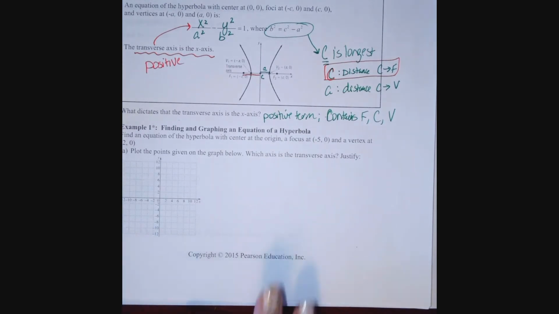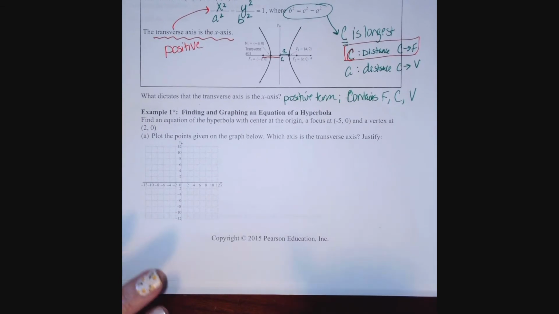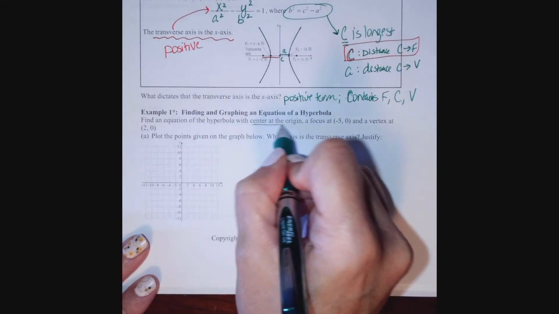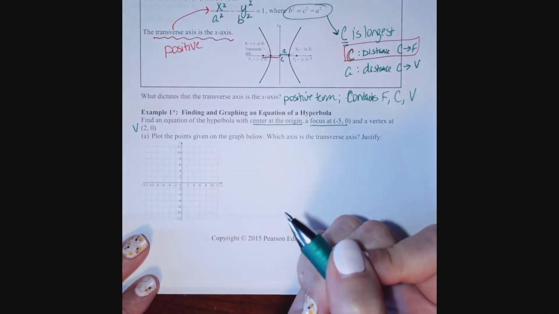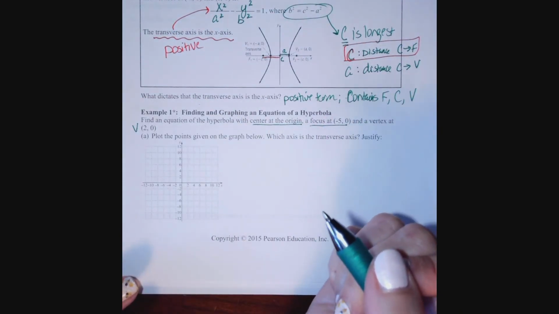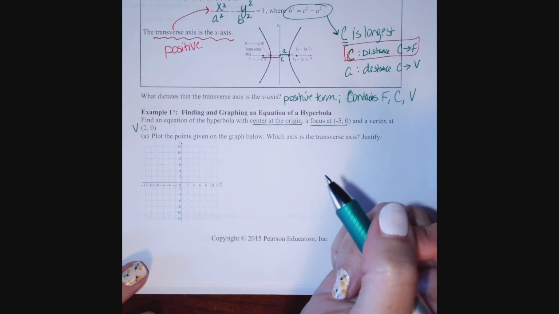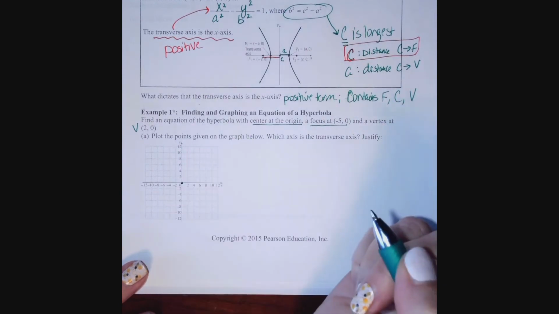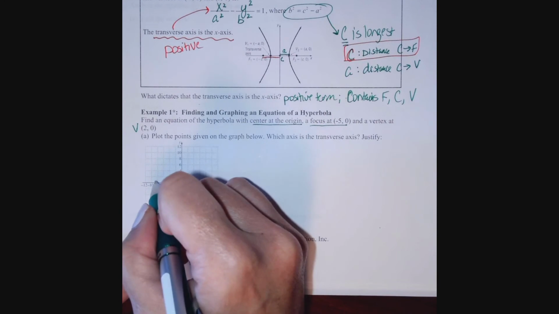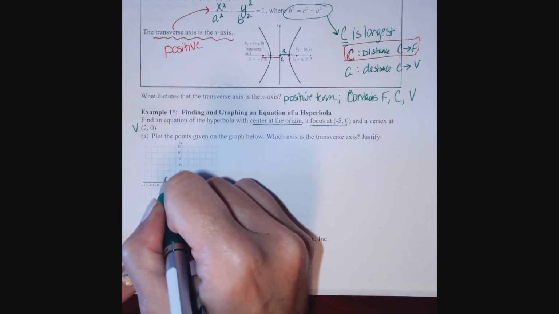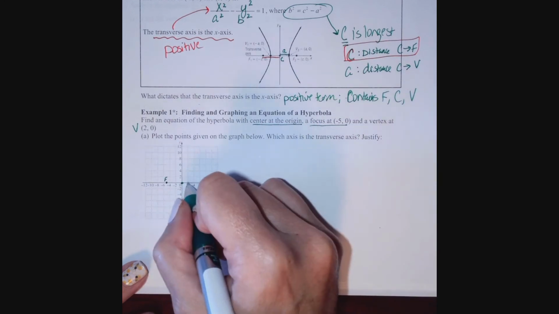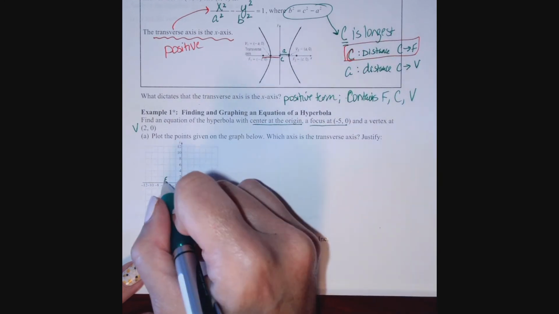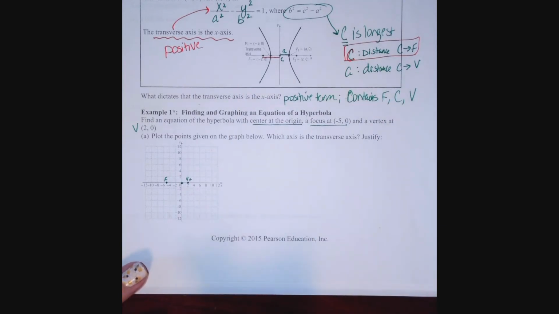Okay, we're going to find and graph this hyperbola now. We're given some information about it. We're told that the center is at the origin, we have a focus at -5, 0, and we have a vertex at 2, 0. So let's go ahead and plot those points in. We have center at the origin. We have a focus at -5, 0, so that is a focus. And we have a vertex at 2, 0, so that is a vertex. If I name this as focus 1, this would be vertex 2 because it's on the other side of center.